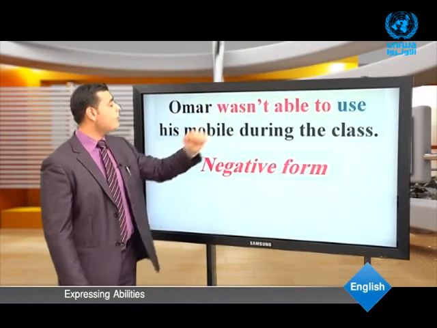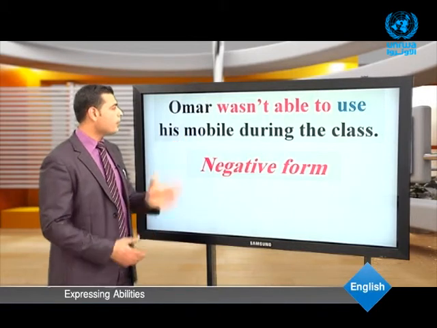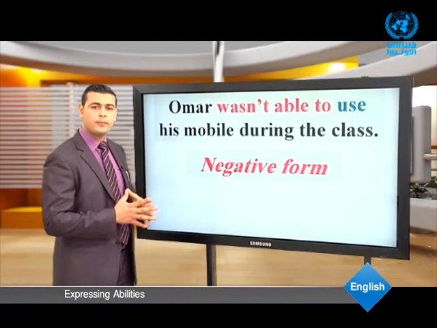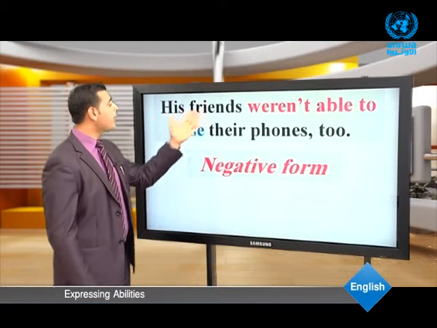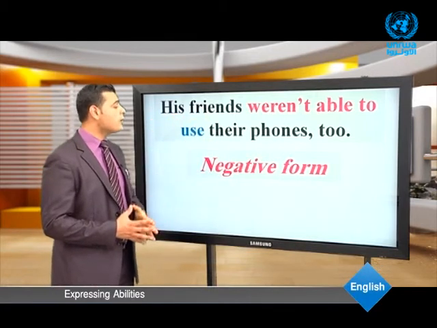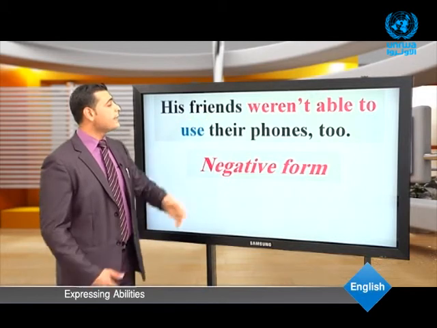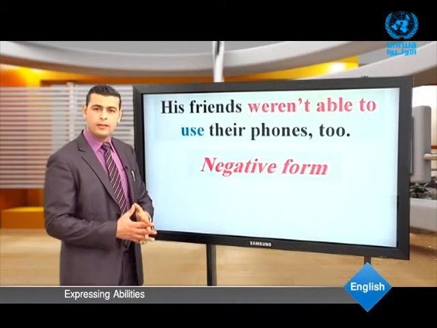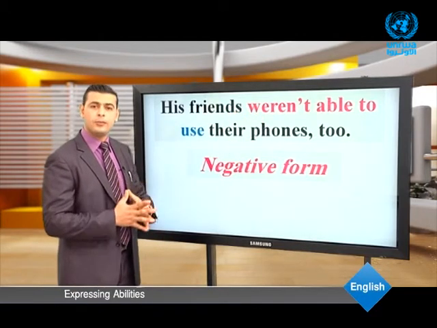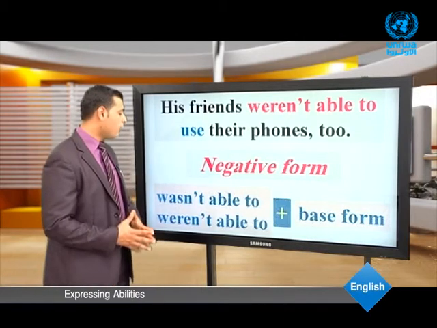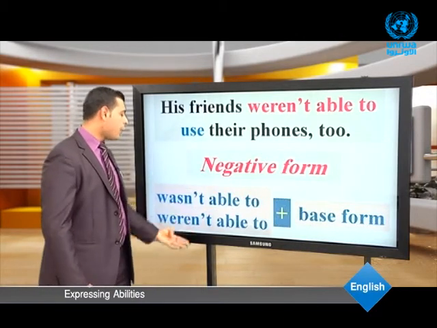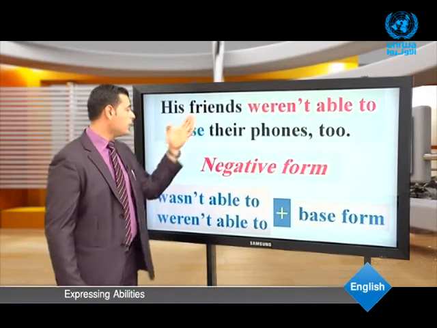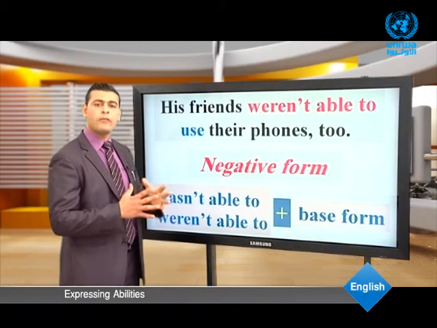Omar wasn't able to use his mobile during the class. What about Omar's friends? Here, his friends weren't able to use their phones too. Here, dear students, we have wasn't and weren't, and this is, of course, the negative form of able to. Let's look at the structure of able to. In the negative form, we have wasn't able to or weren't able to plus the base form. Here, his friends weren't able to use. We have the base form of the verb.